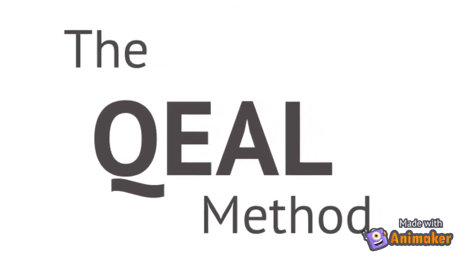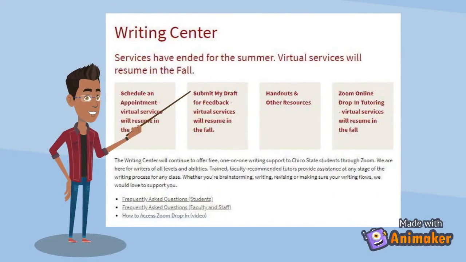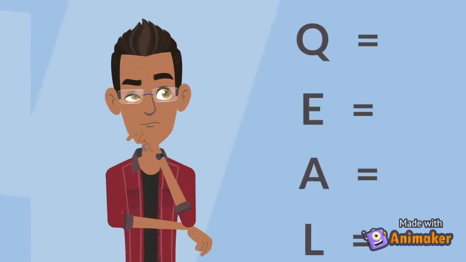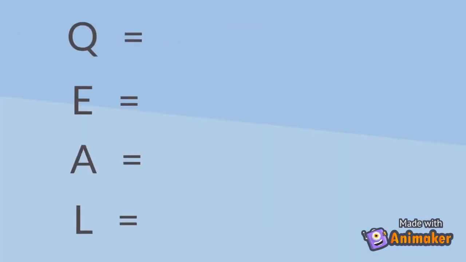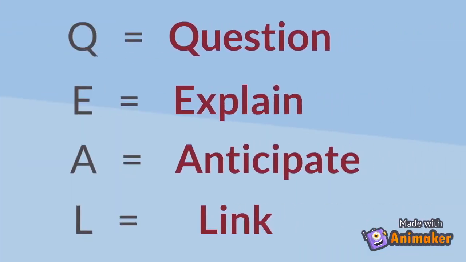Today we're going to be talking about the QEAL Method. The QEAL Method is used to give effective and helpful feedback to students who submit their writing to our online feedback lab. But before we get started, can you guess what these letters stand for? Feel free to pause the video if you need more time. QEAL is an acronym for question, explain, anticipate, and link.